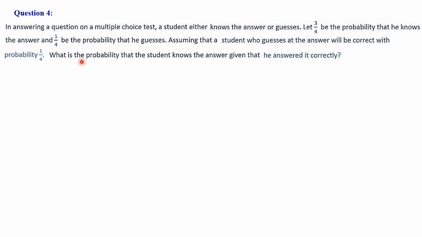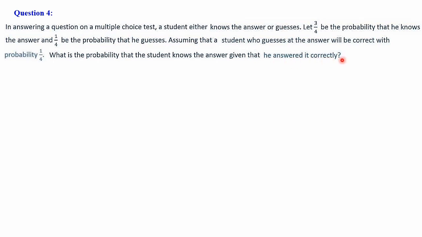Here what we have to calculate is the probability that the student knows the answer given that he answered it correctly. So it is a reverse probability. We can take this as A, meaning the student answered correctly. That is the given one, and we have to find the probability that the student knows the answer. Student knows the answer is an event, E1, which we have already taken. So we have to calculate E1 given A, where A is what we have assumed as the student answered correctly.